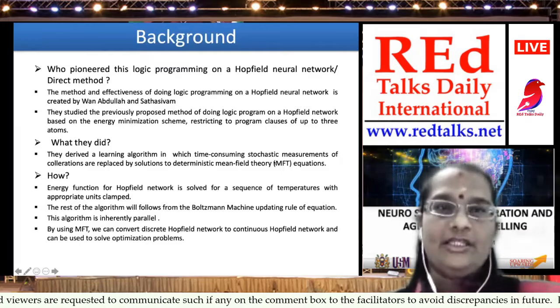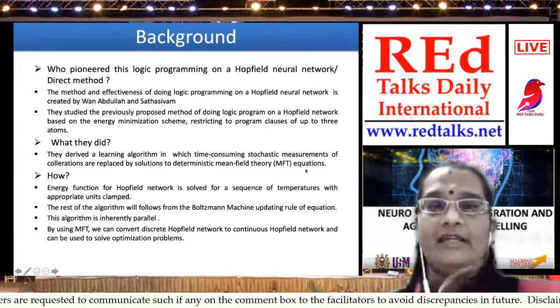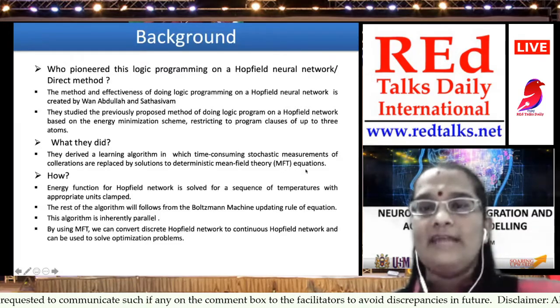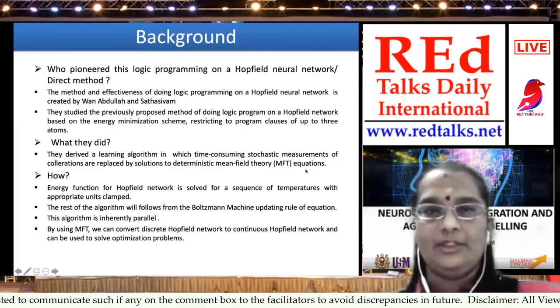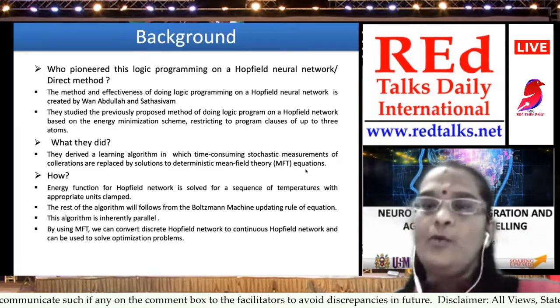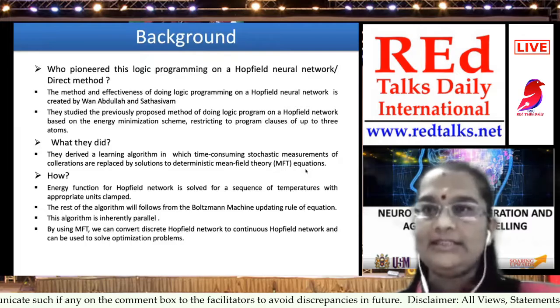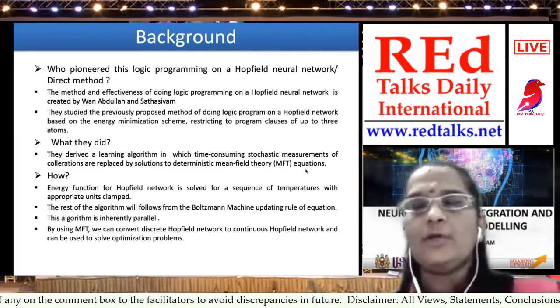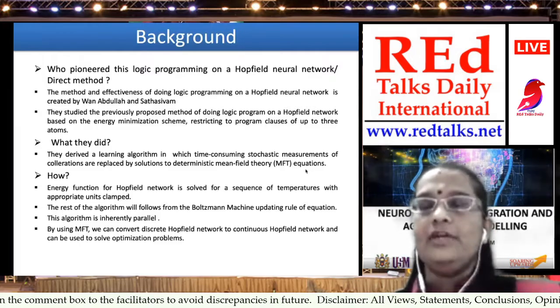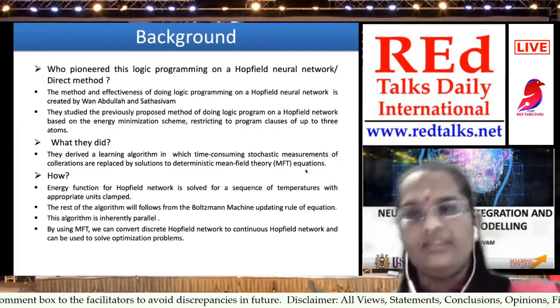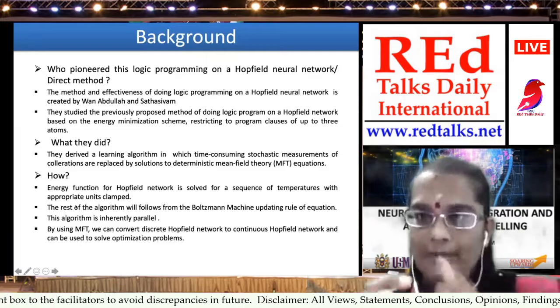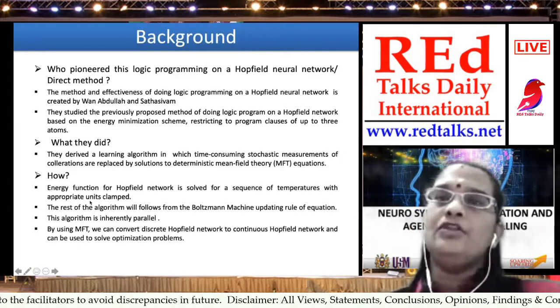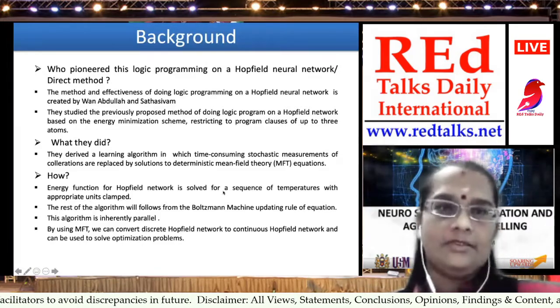Okay, what did I actually do? We derive a learning algorithm which is time-consuming, using stochastic measurements such as mean field theory, which integrated Boltzmann machines, that is simulated annealing, playing with temperature, and also with the activation method known as hyperbolic tangent activation function. I integrated these two methods recently to accelerate the k-satisfiability problems.